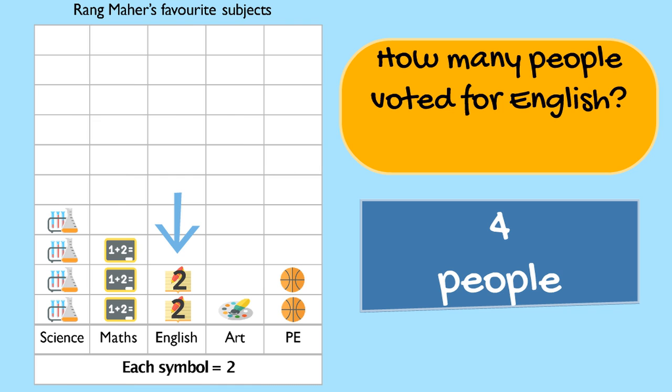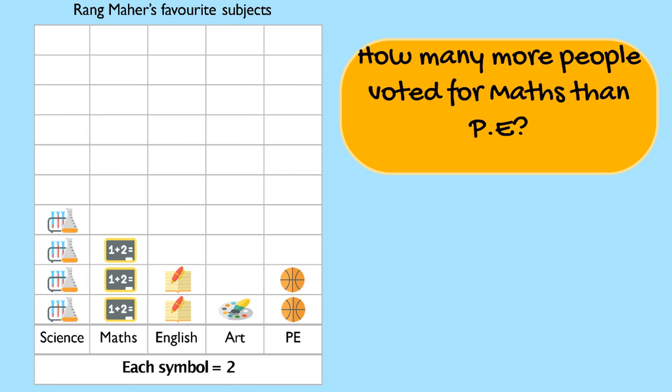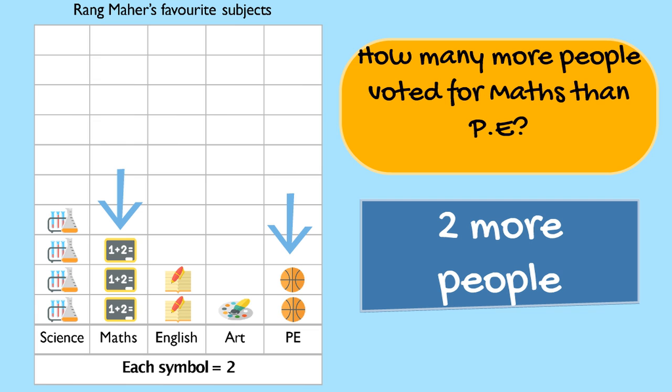Let's try another question. How many more people voted for maths than PE? Pause the video and write down an answer. Well, when we count up maths, with each symbol equal to 2 votes, we get 2, 4, 6, and PE is going to be 2, 4. So the answer is 2 extra people voted for maths.